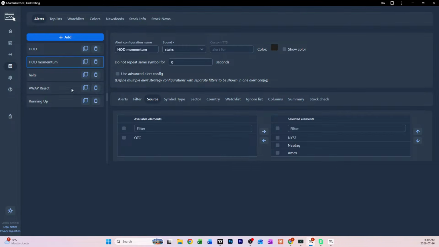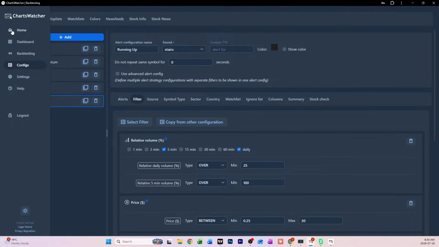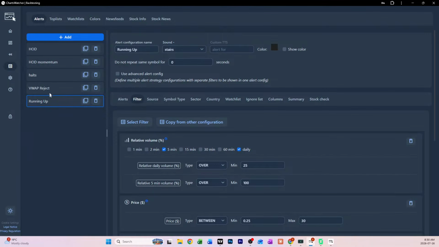But I was curious. I do see Nasdaq, Amex there. I don't know why Amex isn't in the selected elements on the running up. Maybe I can't put it there. But it's not available, so I don't know why Amex isn't available for running up, but it is what it is. So that's all my settings.